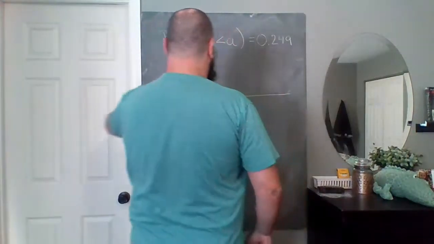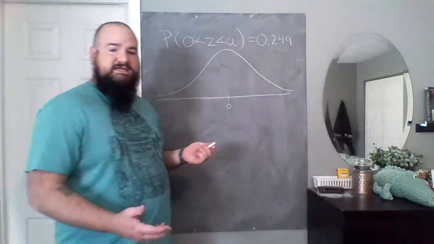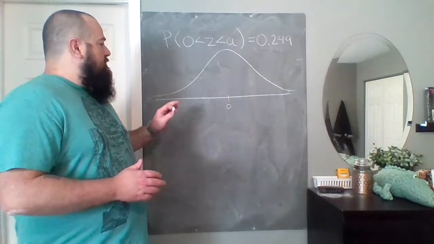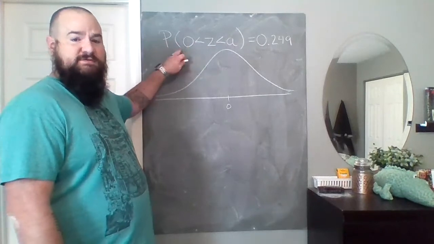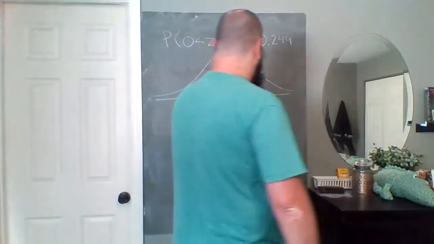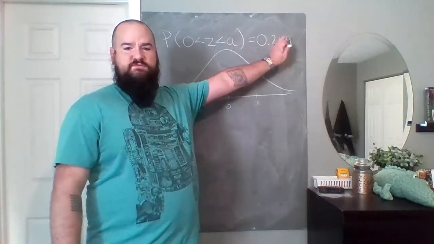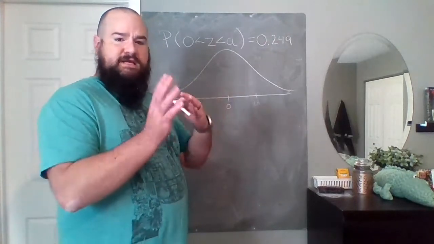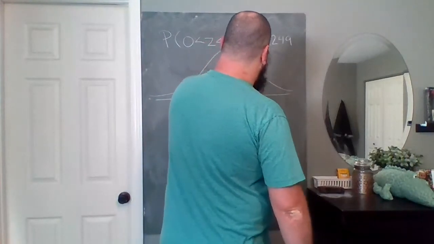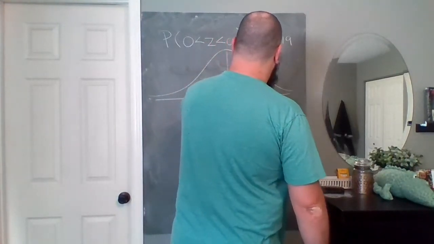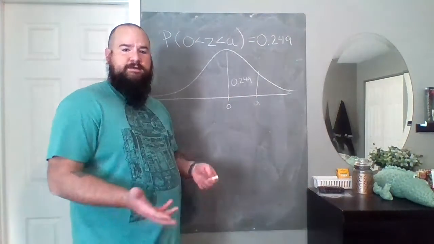So, we draw our standard normal curve. Mean is 0. Now, what we are told is that the probability that z falls between 0 and some a value is 0.249. Now remember, probability and area have that kind of corresponding relationship. So that means that the area between 0 and a under this curve is 0.249.